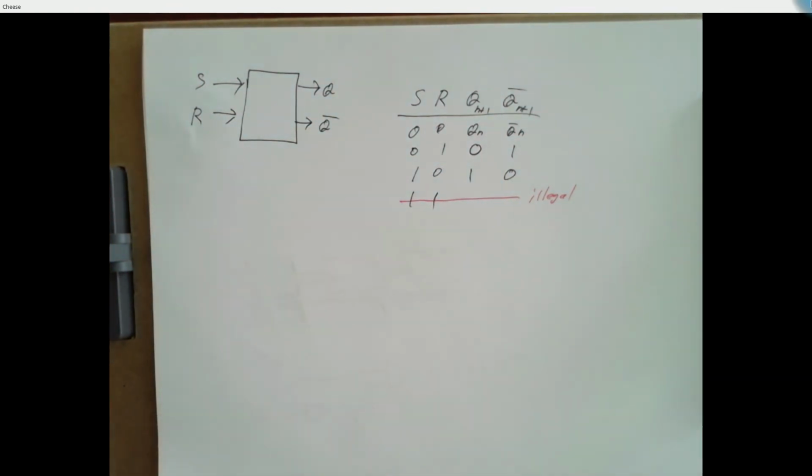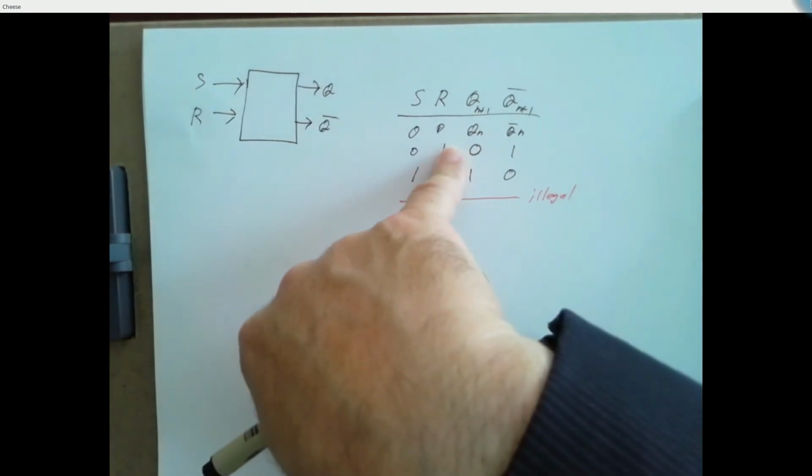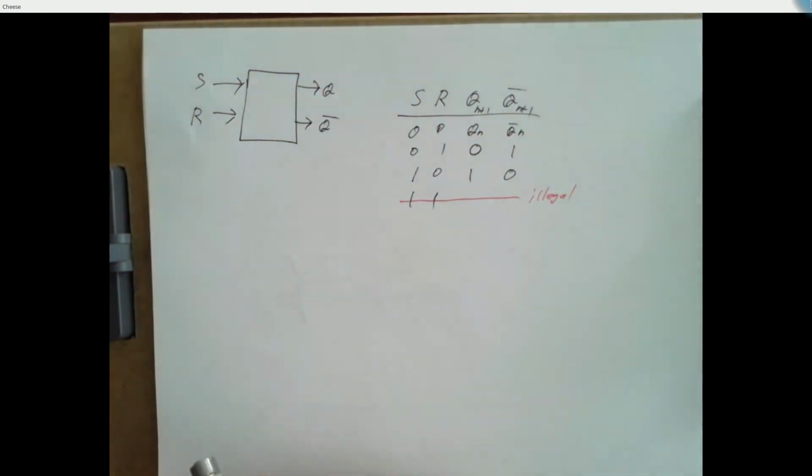So for SR latches, we just say don't set them both equal to 1, right? So if you want to set it, turn on the S input. If you want to reset it, turn on the R input. But always leave the other input at a 0.